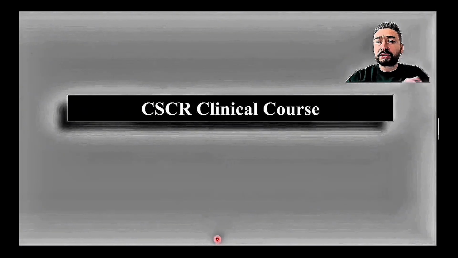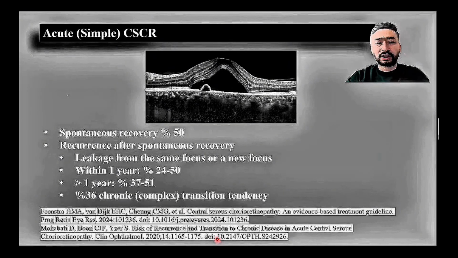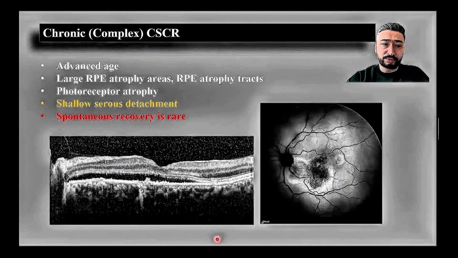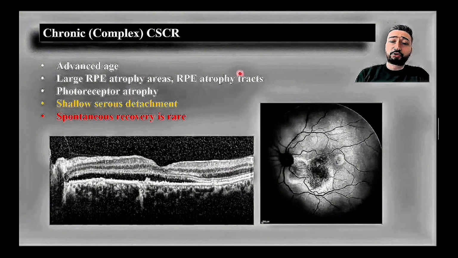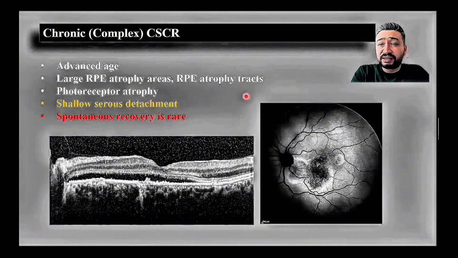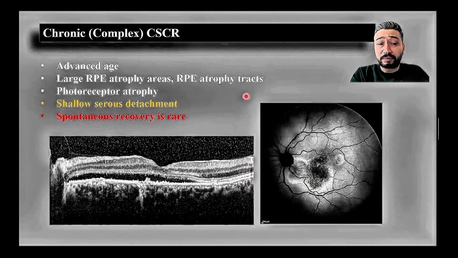When we look at the clinical course of central serous chorioretinopathy, 50% of acute patients recover spontaneously. Following spontaneous recovery, recurrence rates of up to 50% have been reported, and it has also been noted that 36% of these patients show a tendency to progress into a chronic form. Chronic complex patients present at a more advanced age. There is photoreceptor atrophy characterized by extensive areas of RPE atrophy and atrophy tracts. In these cases, we observe the serous retinal detachment to be shallow. You should not anticipate a very prominent serous detachment here.